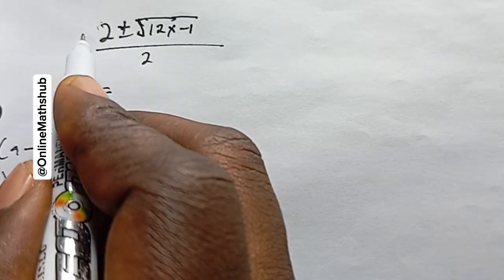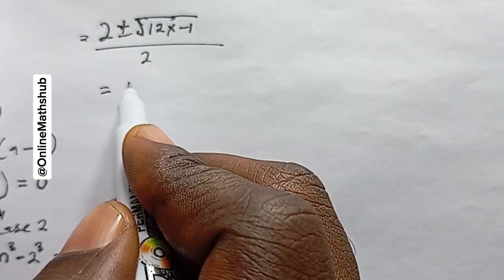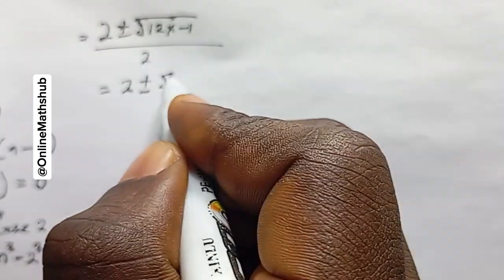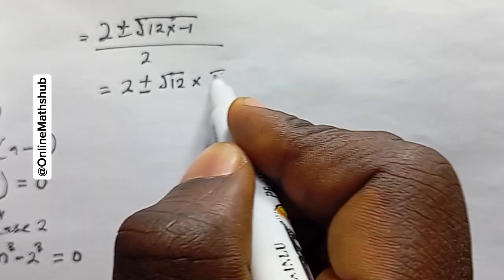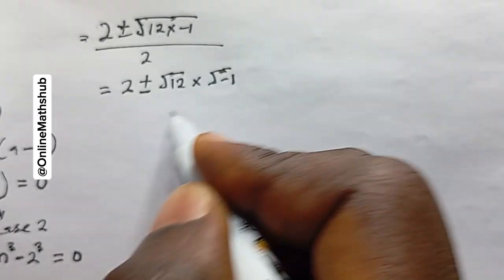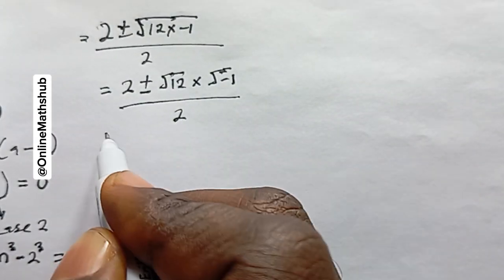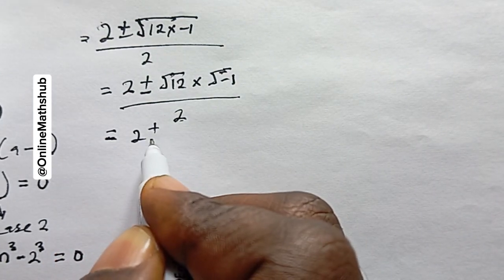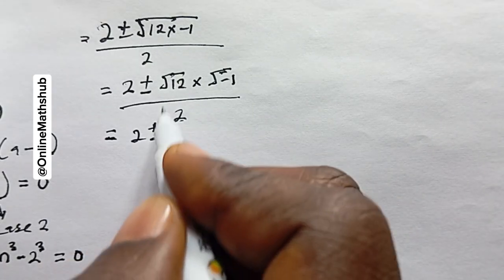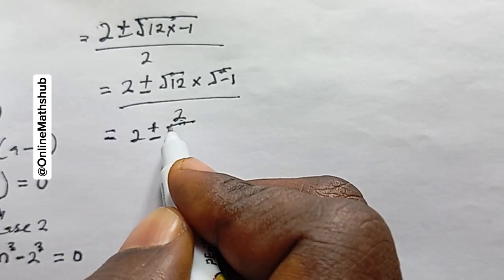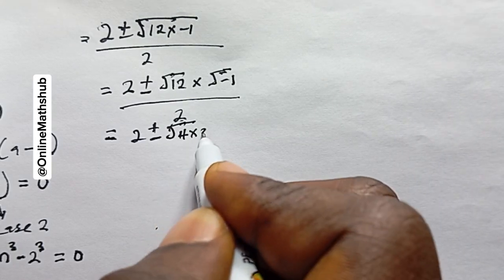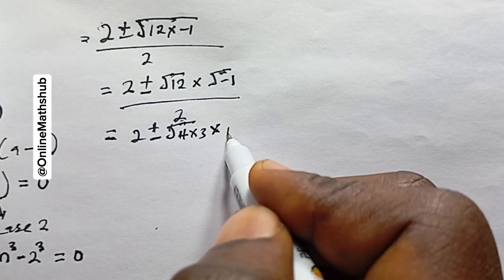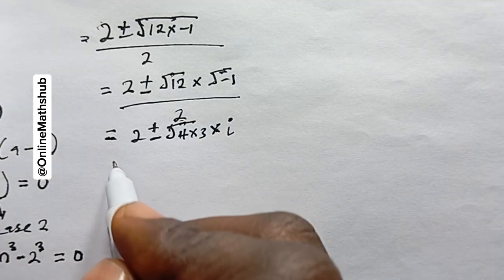Okay, continuing here, what we have is 2 plus or minus, we can split this as root 12 multiplied by root negative 1, and all divided by 2. This will be equal to 2 plus or minus, we can simplify this root 12 as root 4 times 3 multiplied by root negative 1, which we know to be a complex value i.